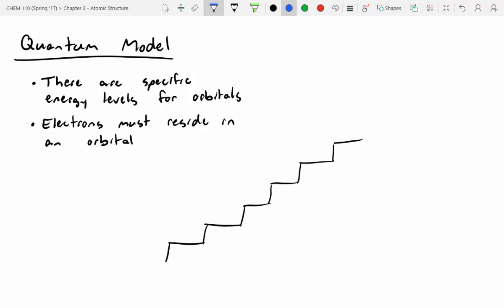Okay, 3 electrons. We can have 2 on the first step. We know electrons like to be paired with a buddy. But our third electron's got to go up to this next step. Really all the quantum model is saying is that it can't be halfway up a step. It's got to reside on a step itself.